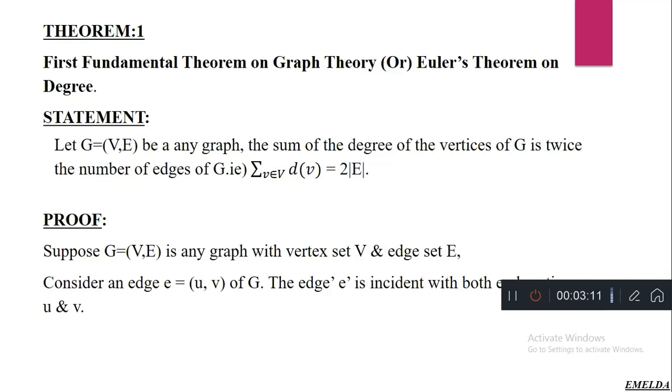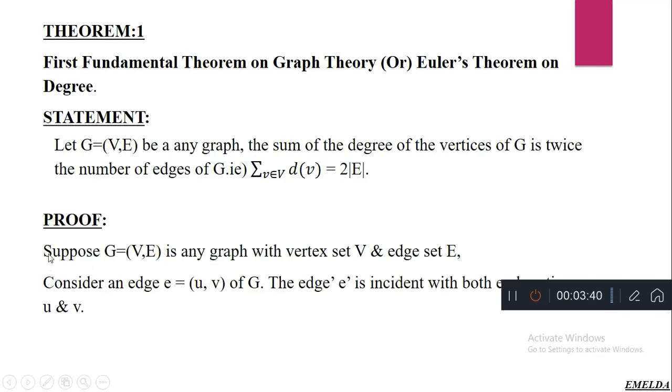Now we'll move on to the fundamental theorem, or we call it the first fundamental theorem on graph theory, or Euler's theorem. It is based on the degree of a vertex. The statement is like this: suppose G is a (V, E) graph, any graph, the sum of degrees of vertices of G is twice the number of edges. That is, sigma d of V equals 2 times the number of edges of the graph G.